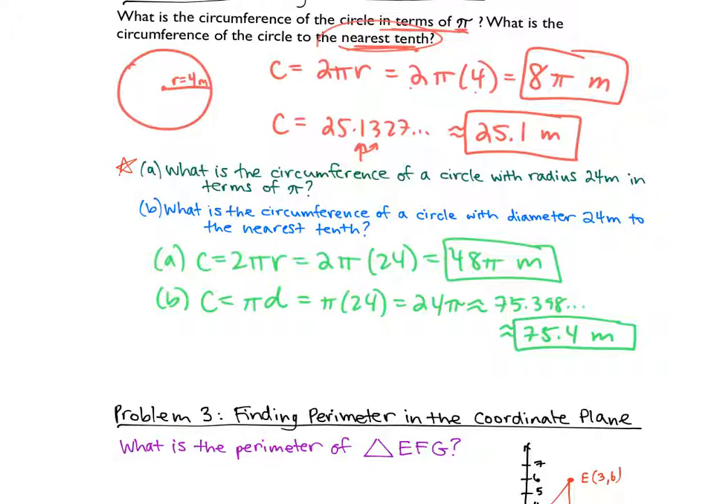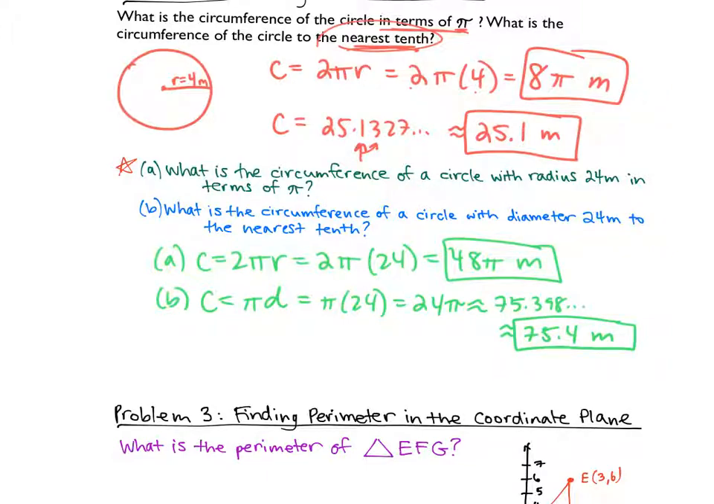So remember, there are two circumference formulas. 2 pi r is your circumference in terms of the radius. And in terms of diameter, it is pi times d, because d is 2 times r. And if you need to look up these formulas, they're on the first page of your notes for this.